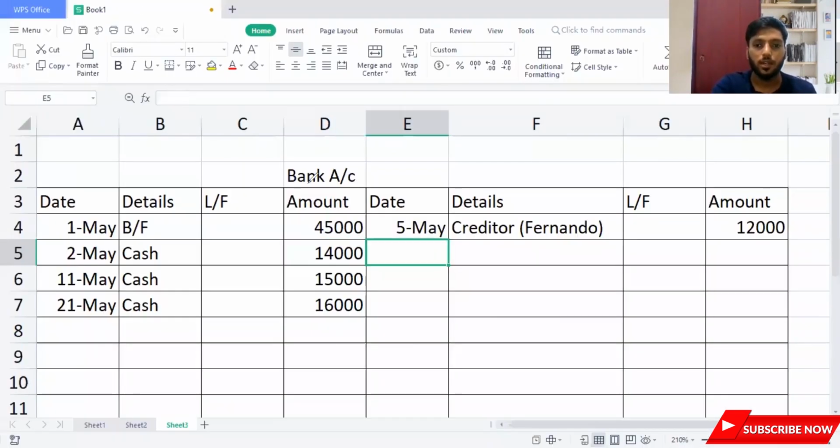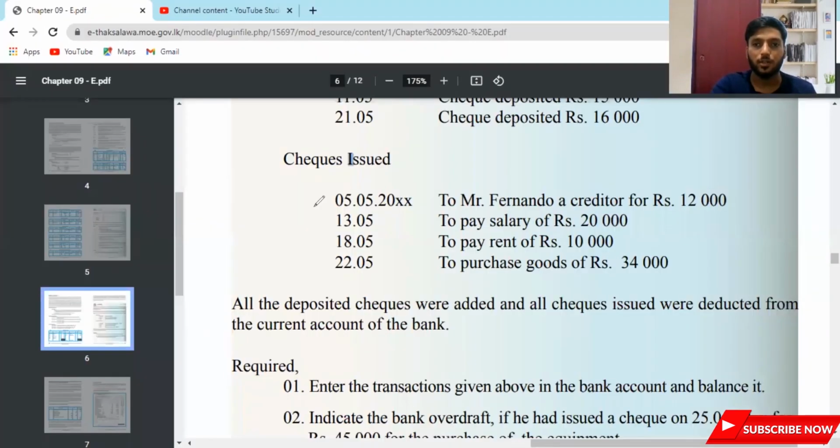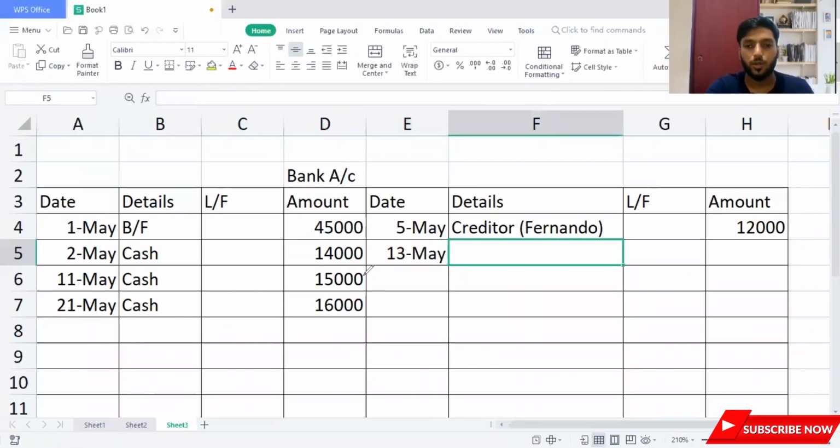It says that on 13/5 you have to pay a salary of rupees 20,000. So you have paid a salary of rupees 20,000 on 13/5.